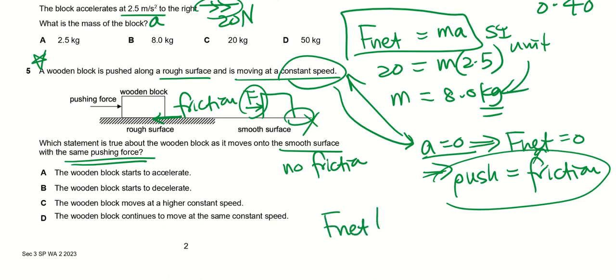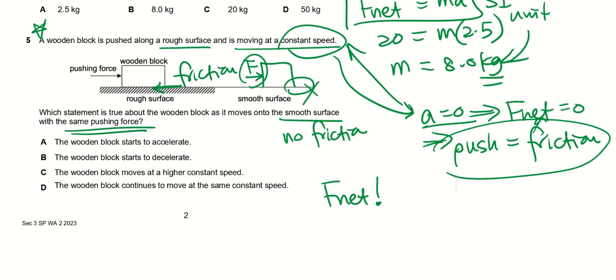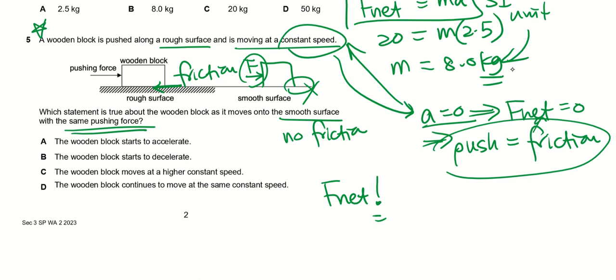So when it goes over to the smooth surface, on the rough surface, F net was 0 because there was friction that was equal and opposite to the pushing force. But now when I go to the smooth surface, the question tells me, so my horizontal pushing force becomes F net because there are no other opposing force. So if there's F net, that means it will have acceleration. Okay, so answer is A.